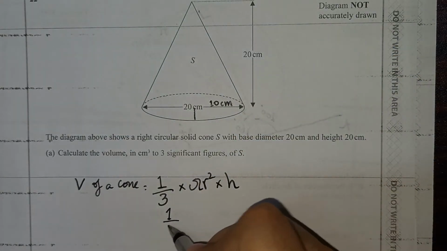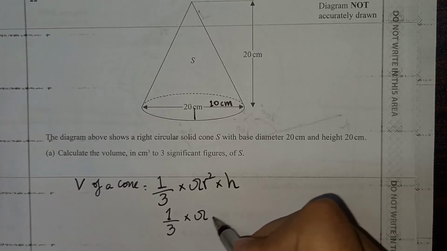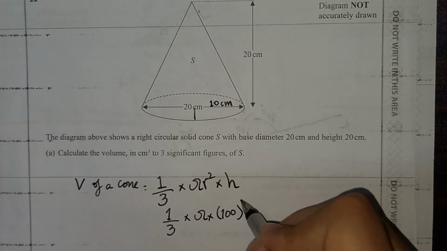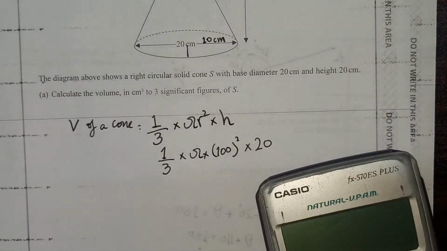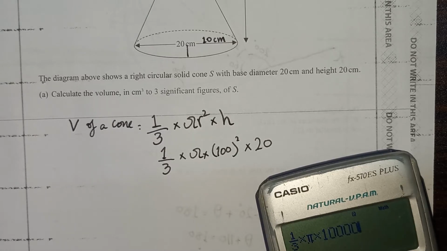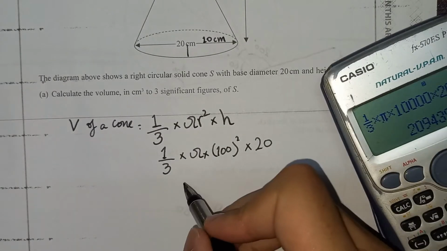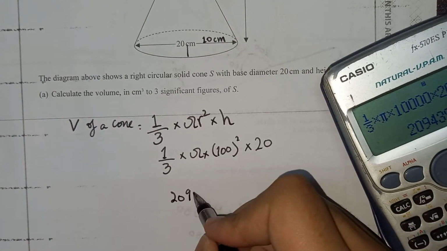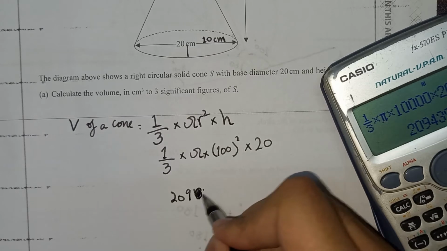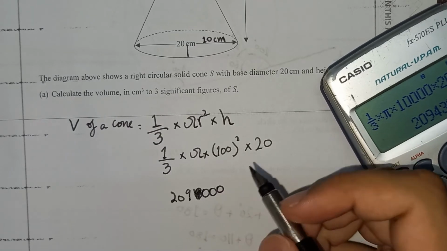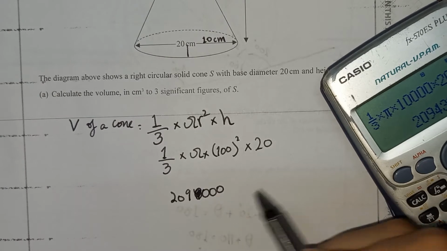So 1 over 3, all you have to do is substitute into the equation. Pi into 10 squared multiplied by 20, we will use our calculator. And we get, to three significant figures, 209 4 000. That's it, 209 000.